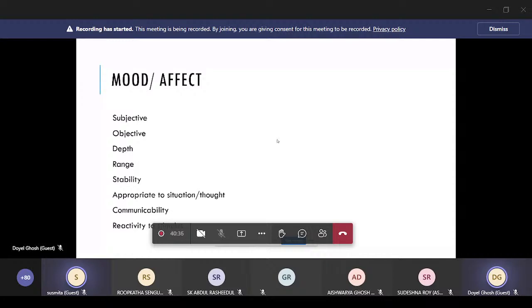We are coming to mood and affect. What is the difference between mood and affect? Affect is cross sectional. It's like today's weather. It is sunny. It is bright. This is affect. Today I'm fine, I'm happy. This is affect. This is cross sectional.